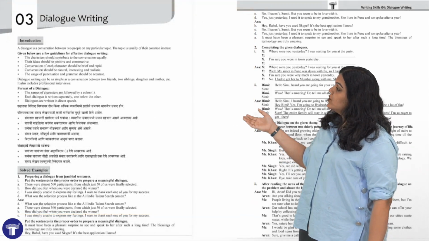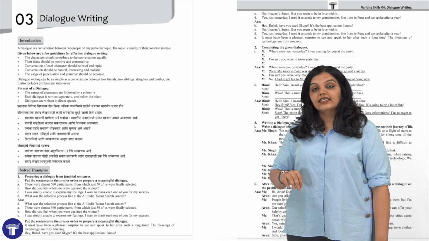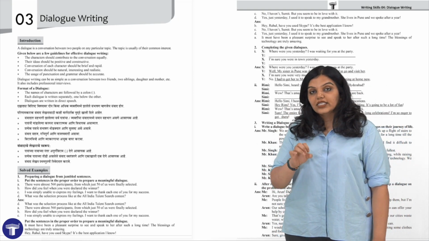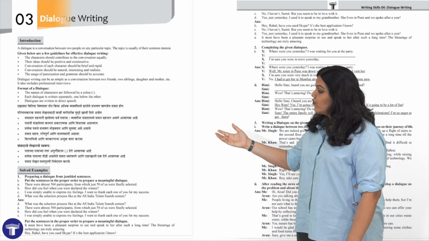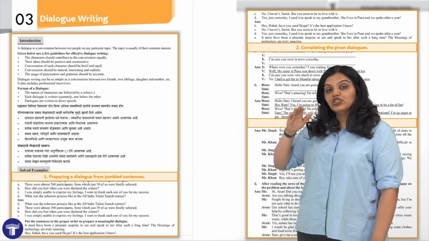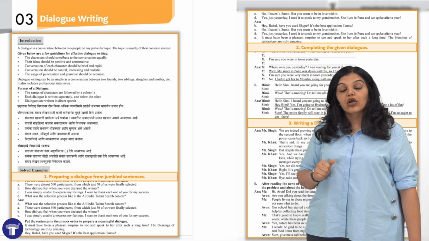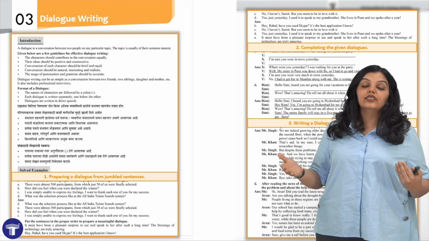And next we have also provided you with examples of dialogue writing, and you know that in dialogue writing there are three different ways in which you could be asked a question based on this section. You could either be asked to form a dialogue from a given number of sentences, that is, prepare a dialogue from jumbled sentences, or you could be asked to complete the dialogue, or finally you could be asked to completely write the dialogue between two people.